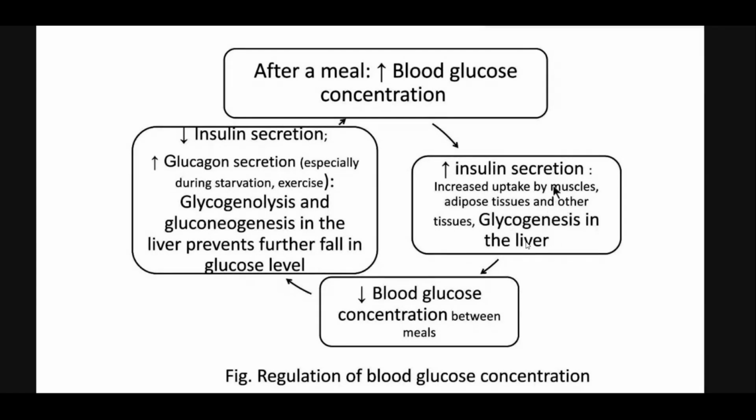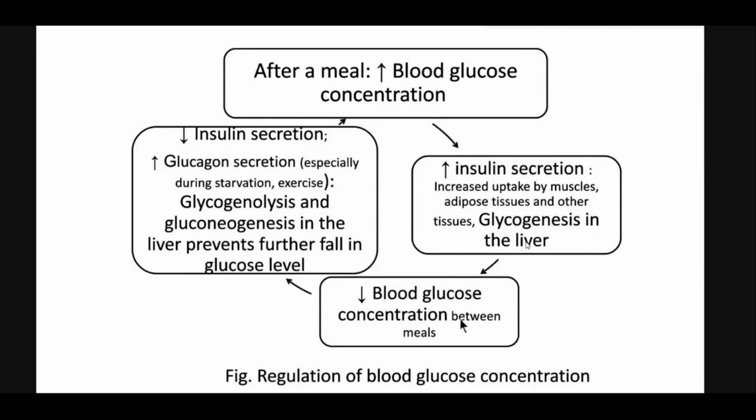And here, muscles, liver, and adipose tissues, you have to remember this one. Liver, muscles, adipose tissues. And in the liver, the most important effect here is glycogenesis, glycogen synthesis, and prevention of glycogenolysis. Overall, there is increased glycogen stored. Excess glucose available is stored for later use. Simple.